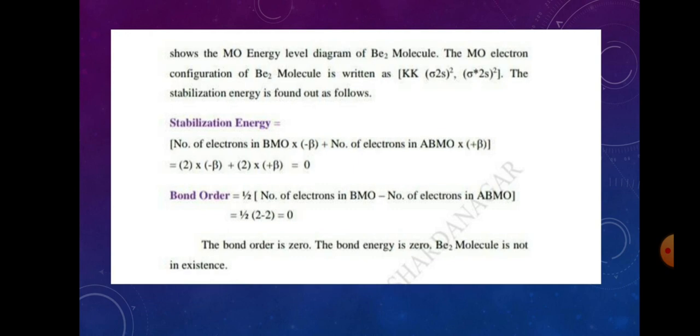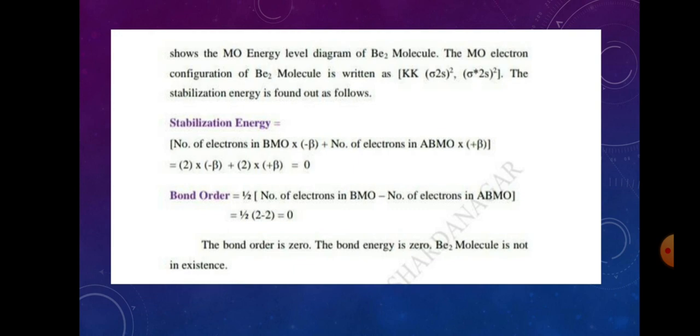Then the stabilization energy of the Be2 molecule can be calculated by using the same formula, that is number of electrons in bonding molecular orbital into minus beta plus number of electrons in antibonding molecular orbital into plus beta. The number of electrons in bonding molecular orbital is 2, while the number of electrons in antibonding molecular orbital is also 2. Then we put these values in the formula, that is 2 into minus beta plus 2 into plus beta, and we get 0.